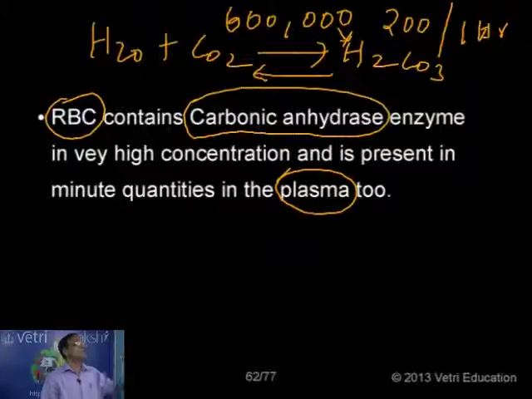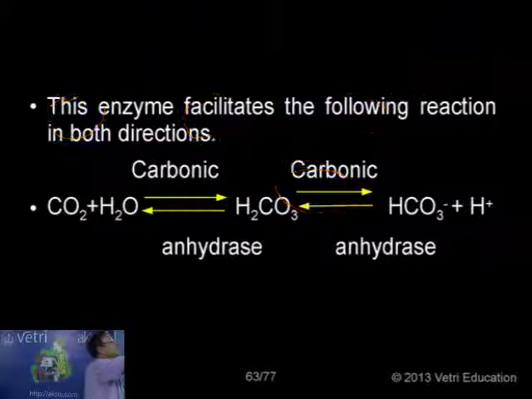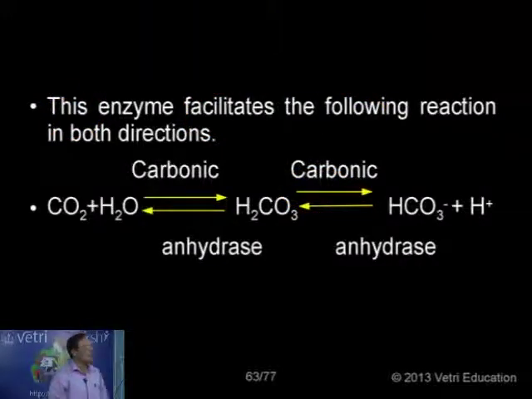So carbonic anhydrase is the enzyme responsible for the formation of carbonic acid and its dissociation to form bicarbonates as well as hydrogen ions, and also for the dissociation of carbonic acid to form carbon dioxide and water at the alveolar level. So these are all the different reactions catalyzed by carbonic anhydrase, mostly abundant in the RBC. Don't forget, it is abundant in the RBC, but a little amount is also present in the plasma. Now, I mentioned here the reaction. This enzyme facilitates the following reaction in both directions.